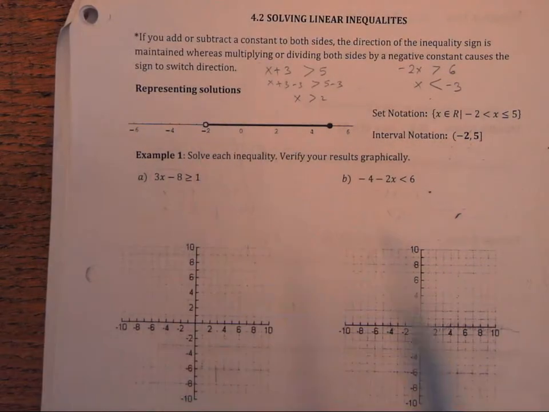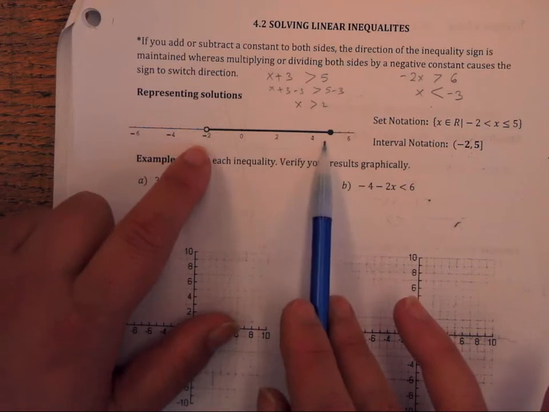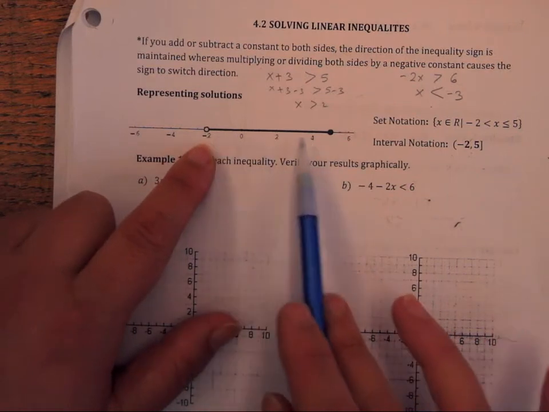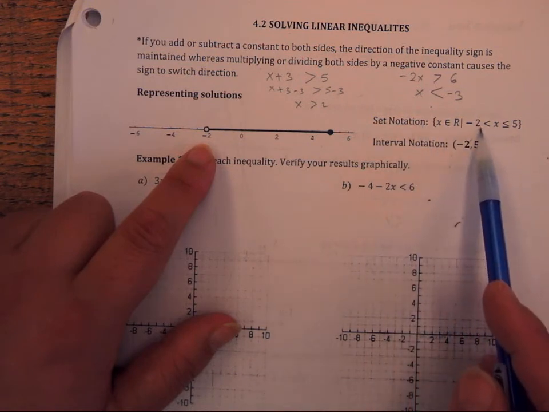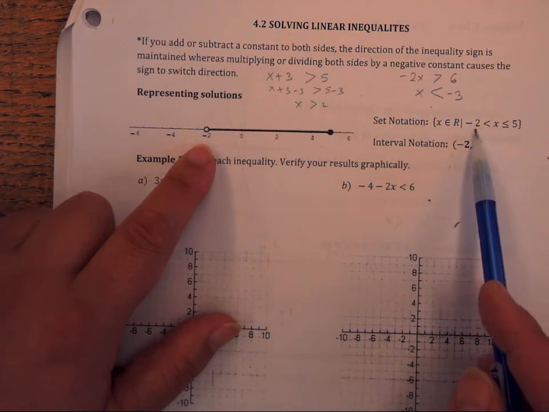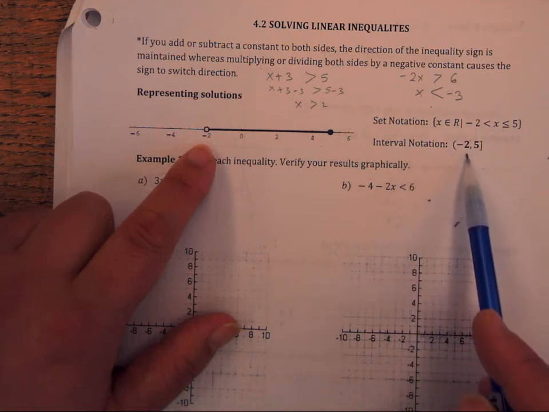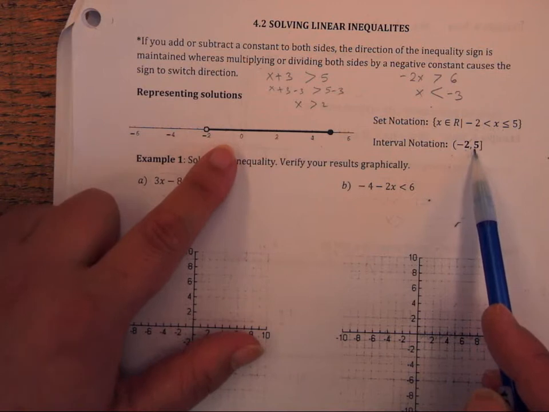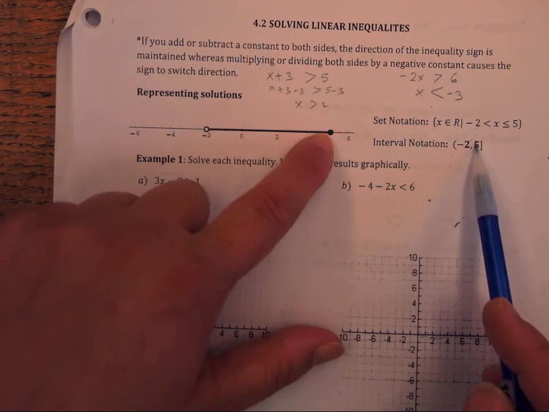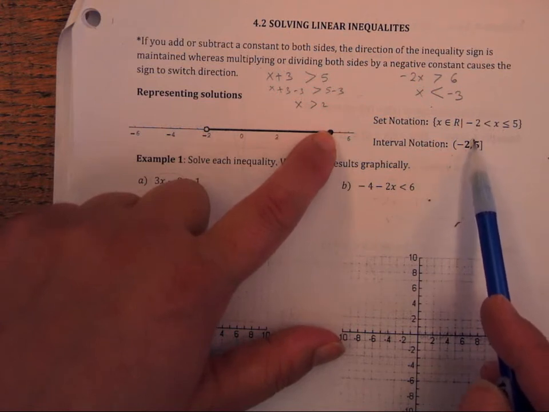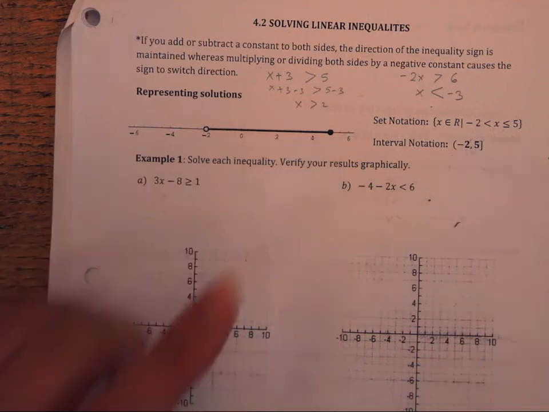Alright, so now representing solutions. Let's say you have a solution set x greater than negative 2 and less than or equal to 5. Using set notation, which we already looked at before, you can represent it as negative 2 less than x less than or equal to 5. Using interval notation, from negative 2 to 5, negative 2 is not included, you see a hole, and 5 is included because this point is colored. So you have a square bracket here for the covered point.